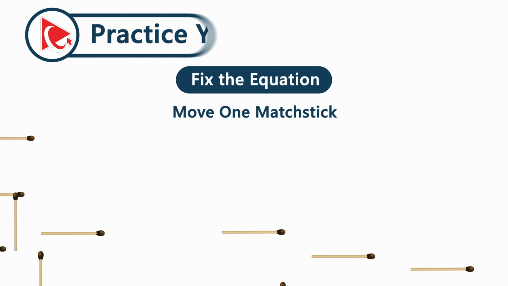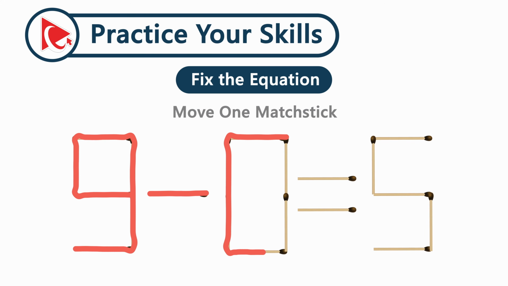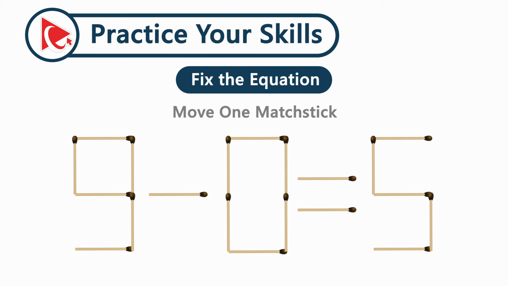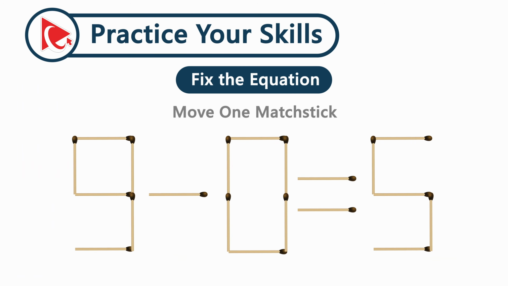Here's the question for you to tackle. Take a close look at this expression: 9 minus 0 equals 5. All you need to do is move just one matchstick to fix this equation, to make it mathematically correct. Take your time with this question, and after you've determined your answer, post it in comments and I'll provide you with my feedback. Best of luck on this exciting question.